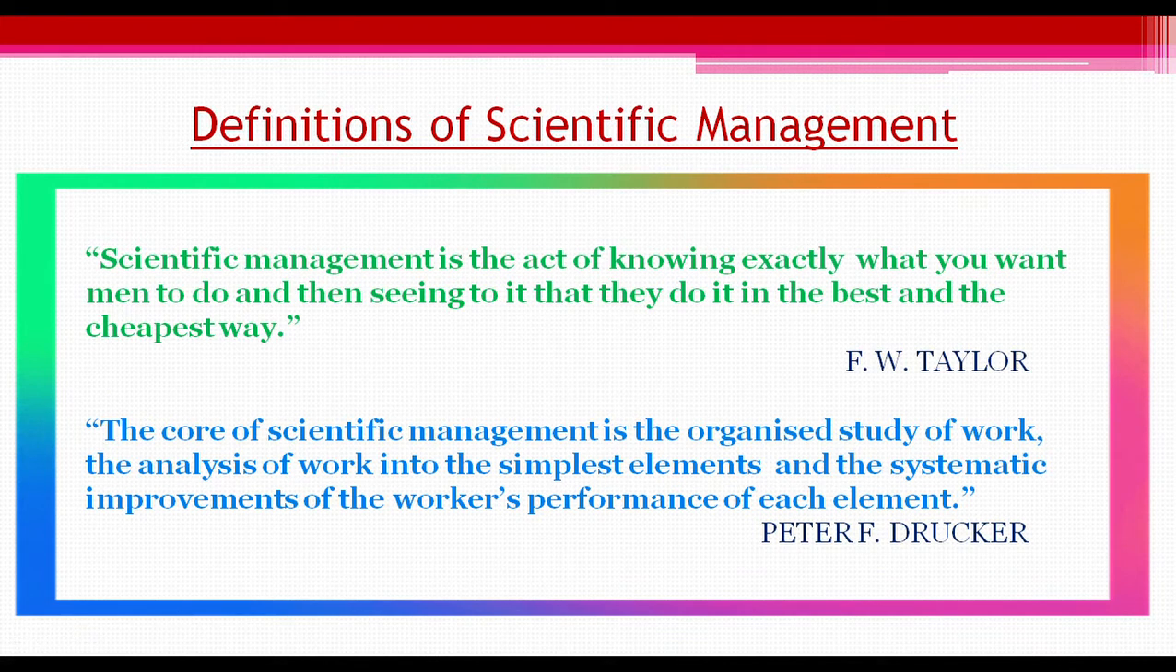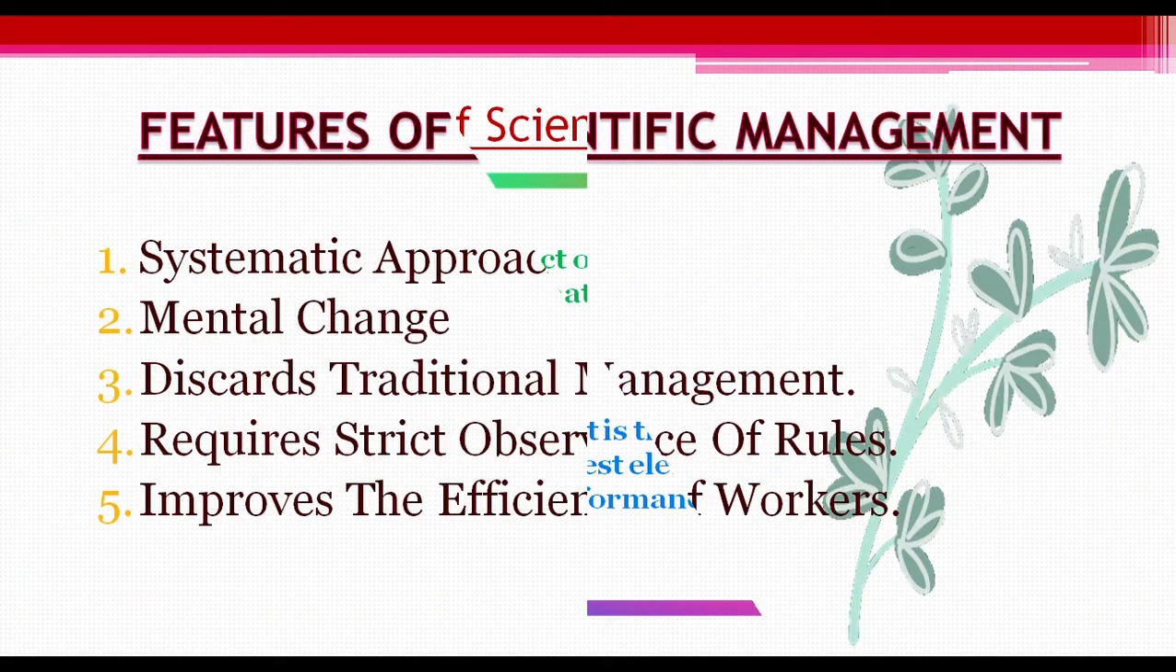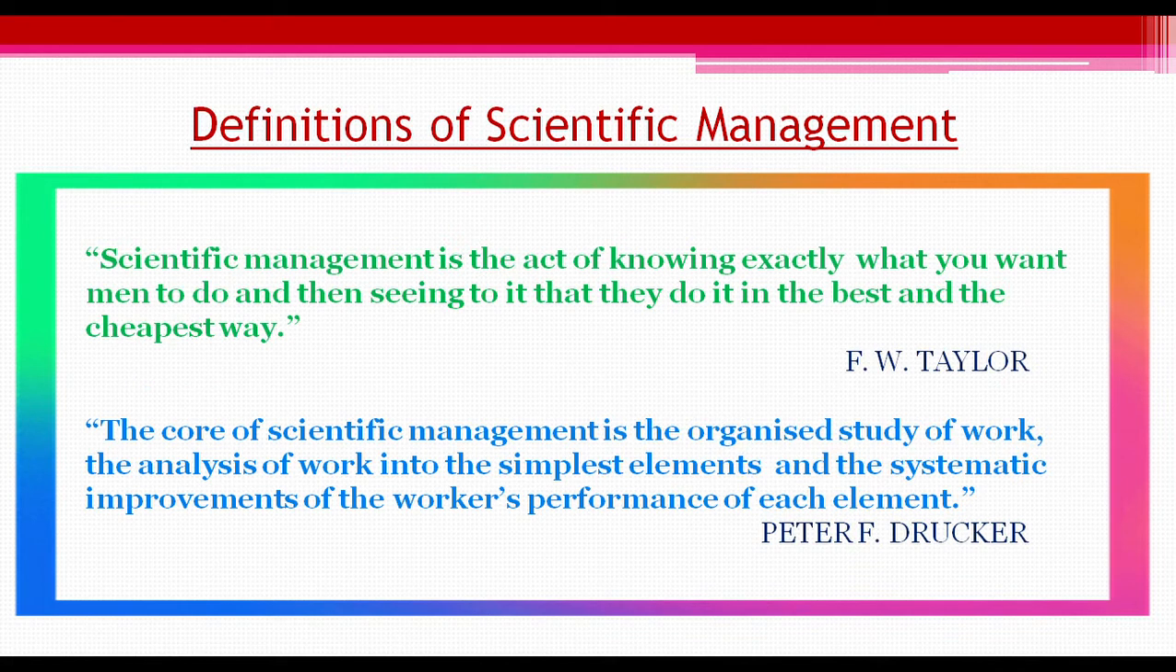If I talk about the definitions of scientific management, you already know that scientific management is a new technique, a new approach to be adopted in order to manage anything. The particular definition given by F.W. Taylor is: it is the act of knowing exactly what you want men to do and then seeing to it that they do it in the best and the cheapest way. Actually, we always want to take out some work from a person who is capable of performing that activity.